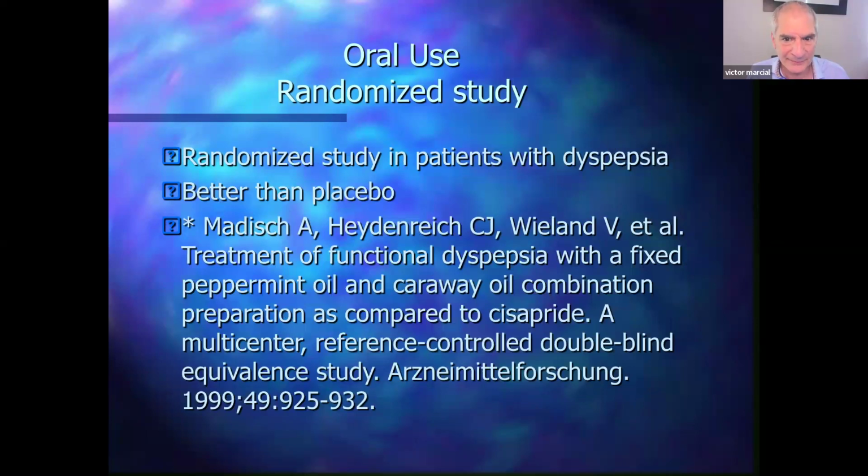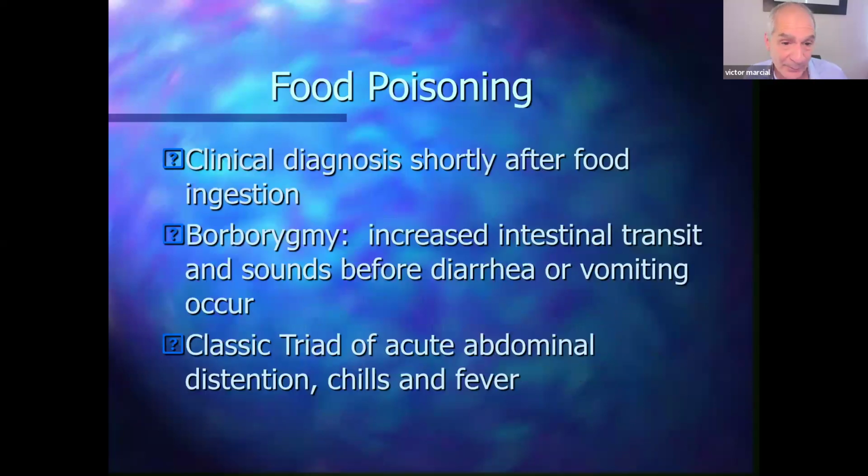In patients that have stomach discomfort, also putting peppermint on the belly or taking it by mouth with a carrier oil has been shown to improve the symptoms of stomach upset. And in food poisoning, I've seen patients of mine that have the classical increasing intestinal transit and sounds, distension of the abdomen, chills and fever. It is a very uncomfortable situation when you have food poisoning.